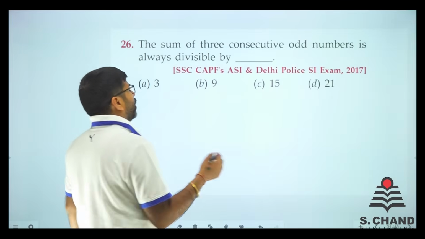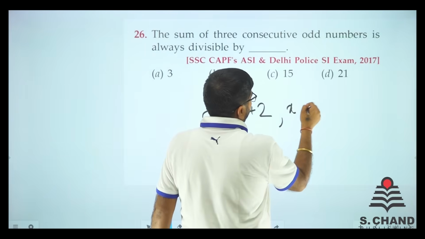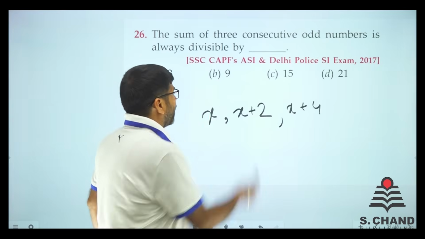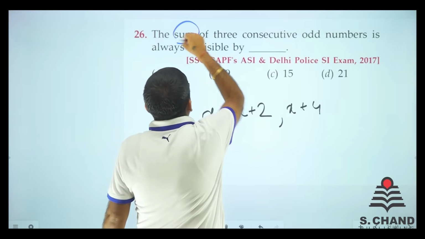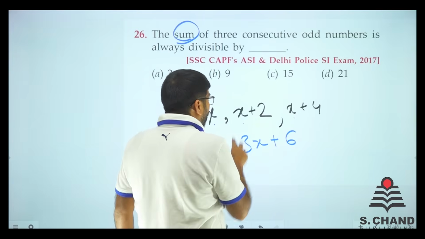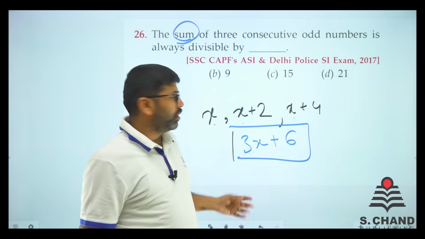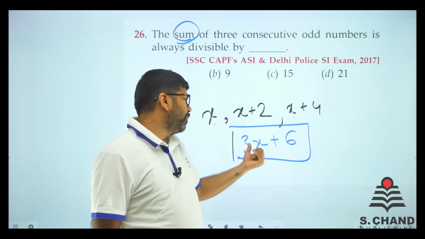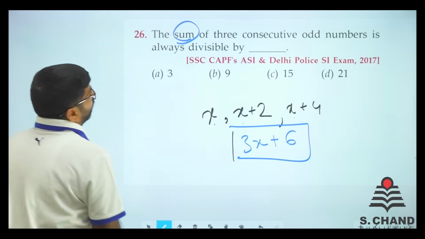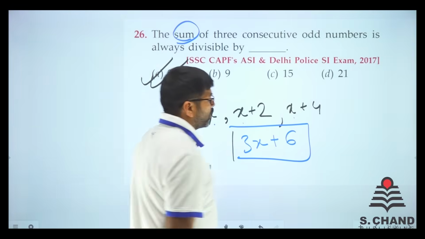Sum of 3 consecutive odd numbers: say, for example, any number x, then x plus 2 and x plus 4. This will be 3 consecutive odd numbers. Whatever x is, let's add them first because we need to find the sum. So x plus x plus x, we have got 3x plus 6. Now 3x plus 6, whatever value you put for x, will always be divisible by 3, because that will be multiplied by 3, and 6 is always divisible by 3. So it is always divisible by 3 for sure, when you add any 3 consecutive odd numbers. So let's move on to the next question.